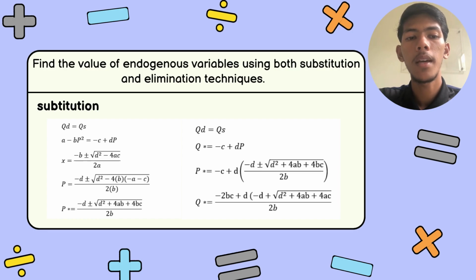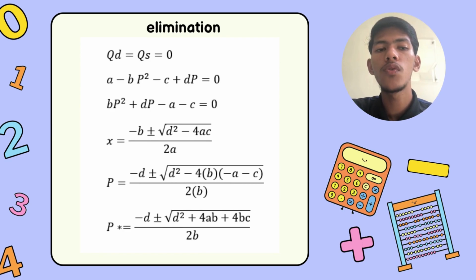And then we multiply by negative D plus minus square root of D power of 2 plus AB plus BC per 2B. And then the solution for Q star is negative 2BC plus D multiplied by negative D plus square root of D power of 2 plus 4AB plus 4AC per 2B. For the elimination technique, we use the formula QD equal to QS equal to 0.